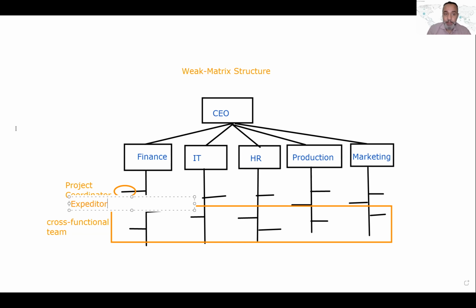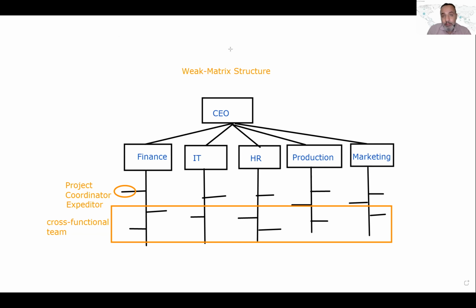And we do this on purpose because we don't want to give them a high level of authority. We want them only to follow up and coordinate. Actually, the coordinator has a little bit of authority, while the expediter does not have any level of authority. Right? So coordinator is a little bit better than expediter. Okay.